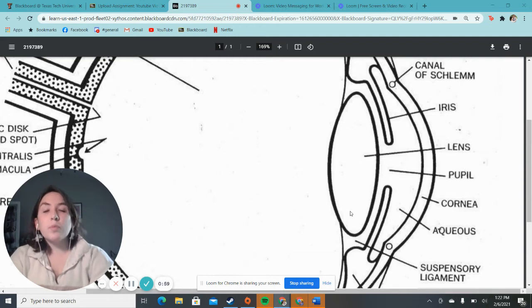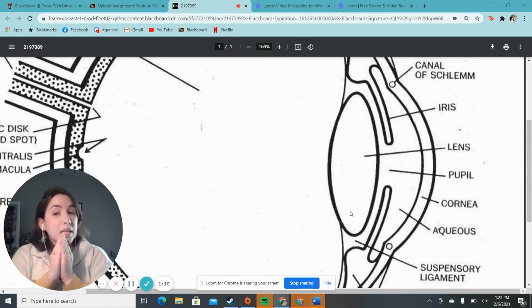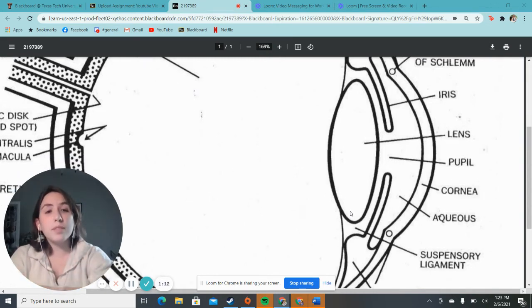The lens is a resilient crystalline structure. It's transparent. It focuses light as it enters, and it also moves or accommodates. And so it widens when we are looking at objects that are near to us, and then it thins as we're looking at objects that are far away from us.